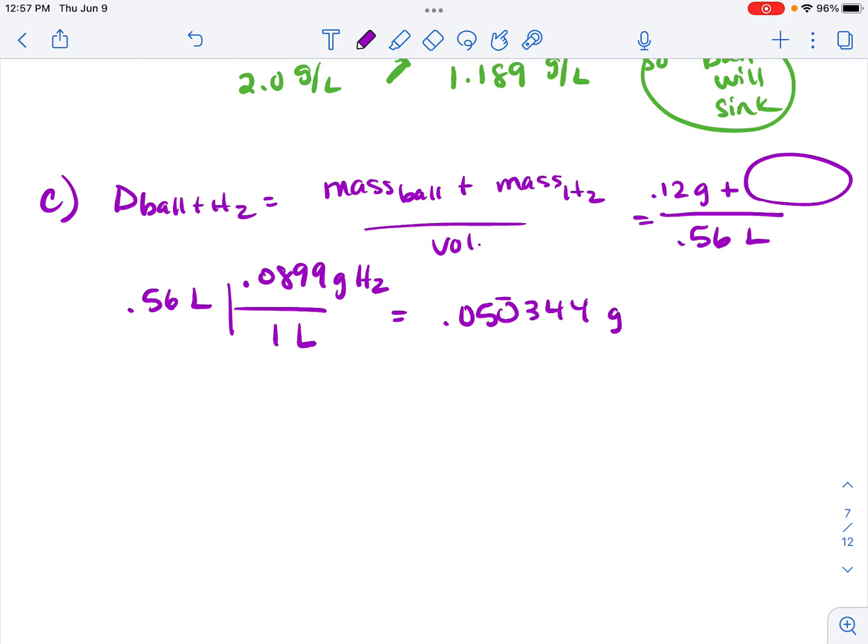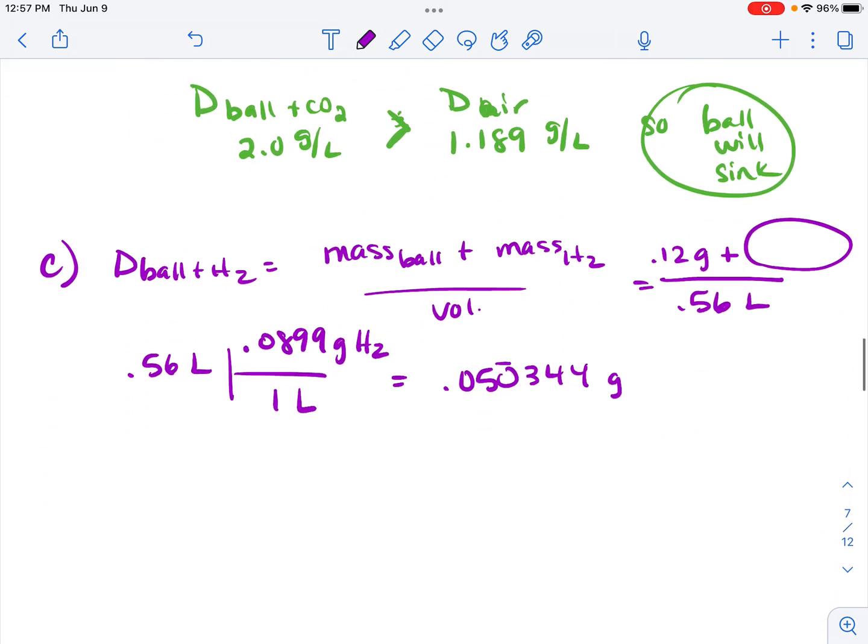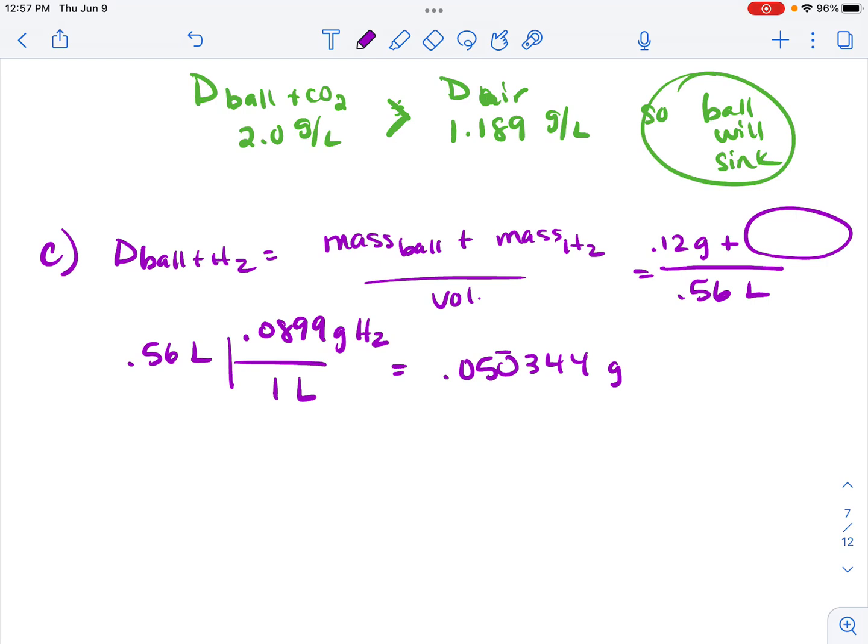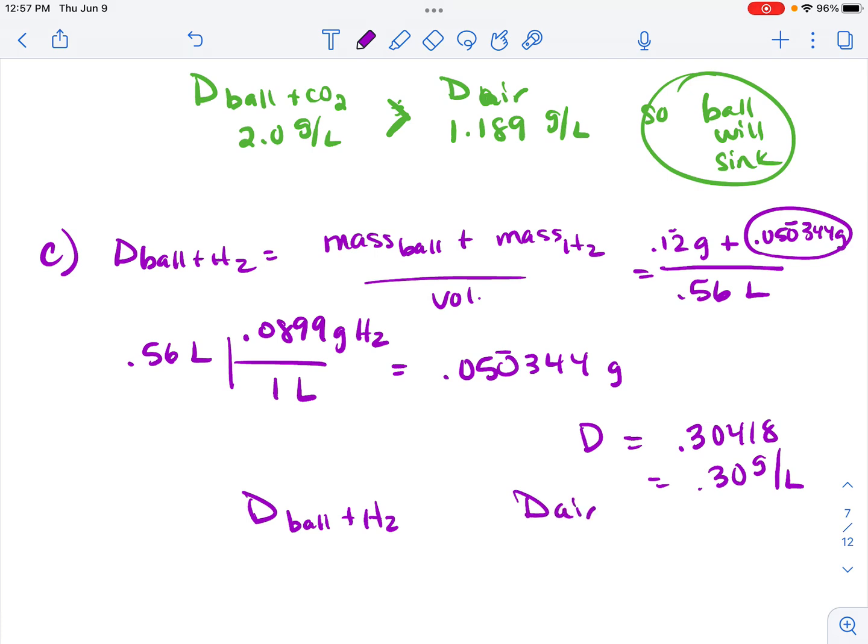0.050344 grams. And when I add that to the 0.12 grams, I'm good to the second decimal place. And so I can put that in, 0.050344 grams of hydrogen. And I can make sure that I'm good to the second decimal place in my answer. So the density together of the ball and the hydrogen will be 0.30418. I'm going to make that 0.30 grams per liter. Again, the density of the ball plus the hydrogen, and the density of the air, 1.189 and 0.30. This is less, so this will float.